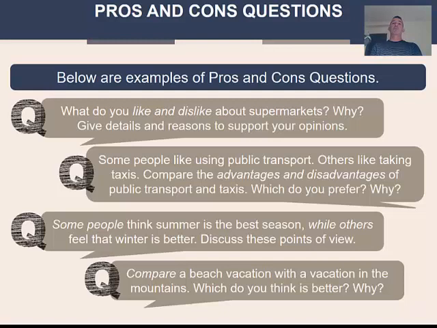Here are some example pros and cons questions. So again, what do you like and dislike about supermarkets, and why? Now in the question underneath, you can see the question asks the student to compare advantages and disadvantages, but also asks, which do you prefer? The reason I put these 2 questions on is that some teachers don't feel that a conclusion is required in TOEFL. I always get my students to write a conclusion, no matter how short. It doesn't have to be long and too enlightening. But in the second question, a conclusion is requested.